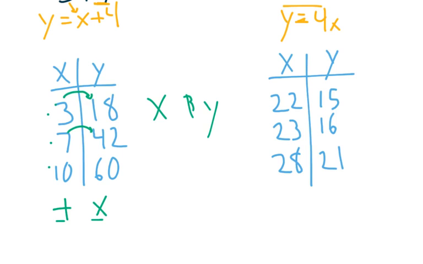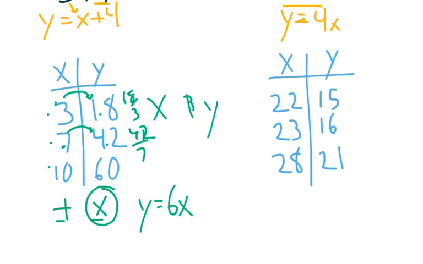Well, in order to get from 3 to 18, I'd have to add 15, and if I add 15, I'm not going to get from 7 to 42. So that makes me think I'm probably doing multiplication. And if I maybe just start doing 18 divided by 3, 42 divided by 7, I might see something common, and what I'm seeing here is y equals 6x.